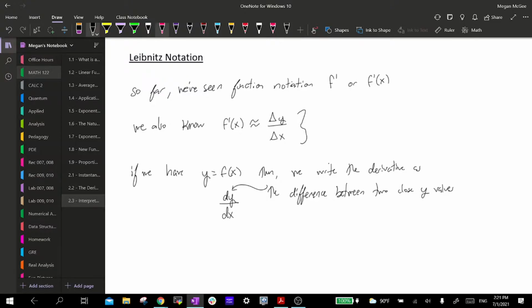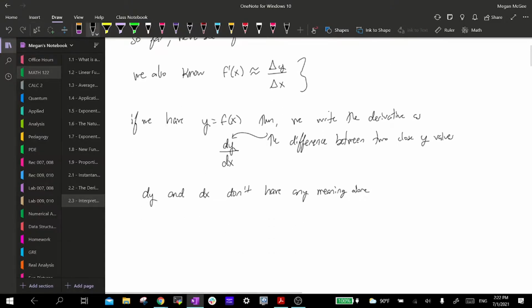So just the individual parts dy and dx, without being in the fraction together, don't have much meaning on their own. Alright, so dy and dx don't have any meaning alone. Really we should think of our dy dx as one symbol, meaning everything should come in a package. It's a package deal, right? So dy and dx always come together.